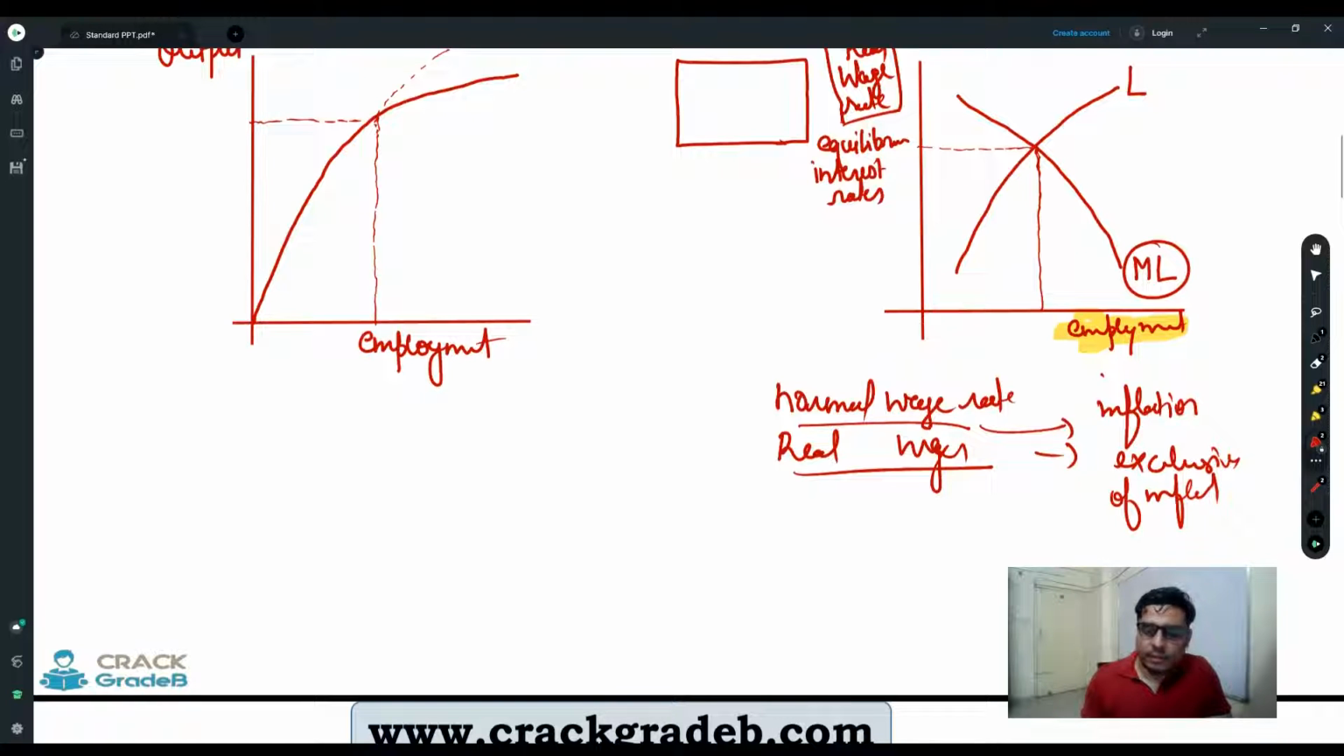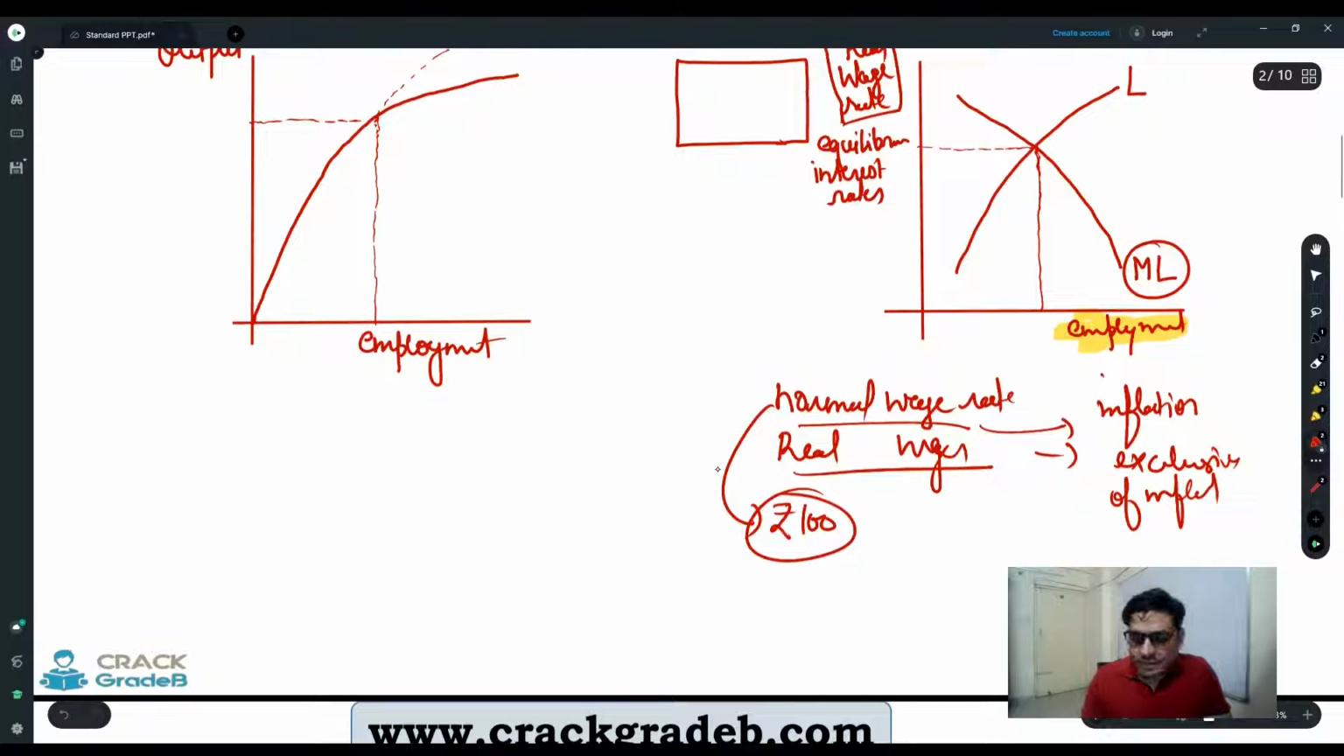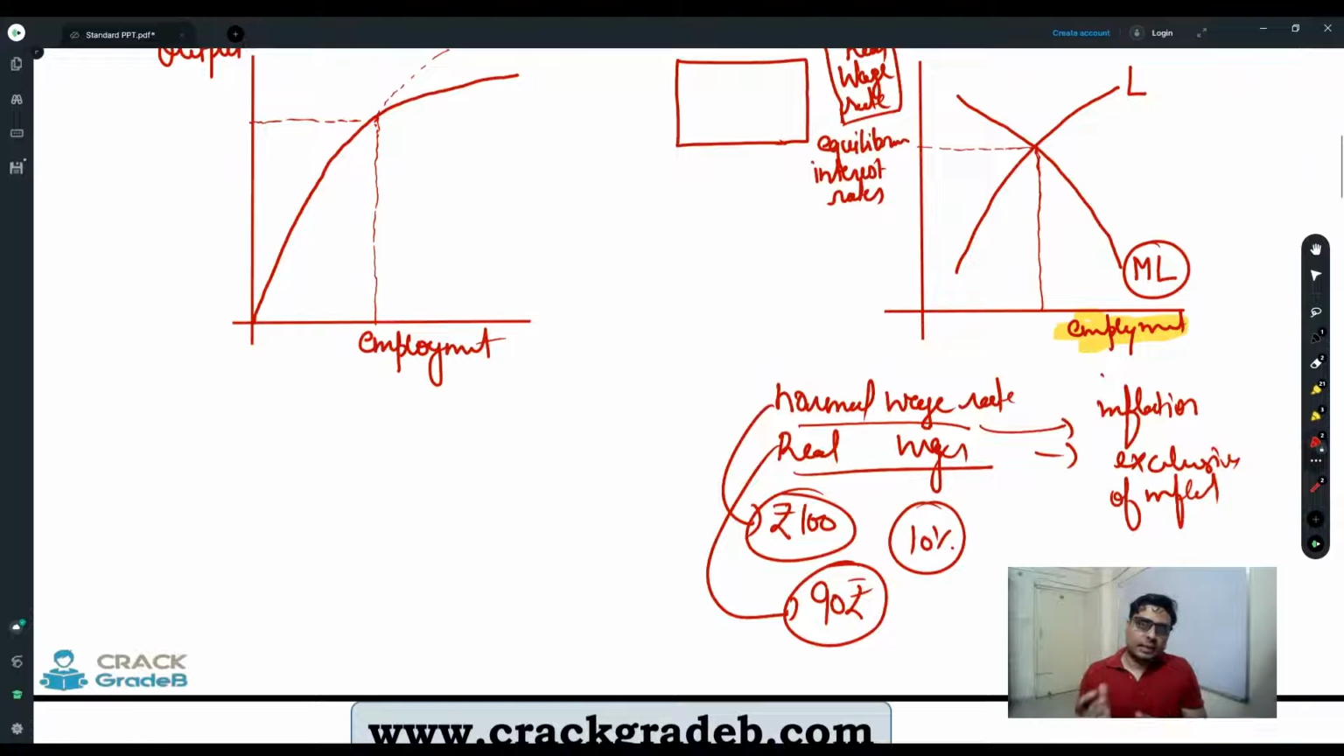The nominal or normal wage rate is what you are getting without considering inflation. If I am getting 100 rupees as a wage, that is the normal wage. But when we see that the rate of inflation is 10%, the real wage will be 90 rupees, because 10 rupees of value automatically decreases as inflation increases. In this way we find the real wage rate and nominal wage rate.